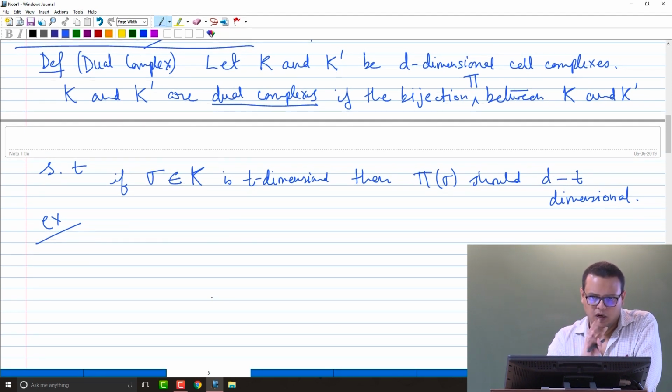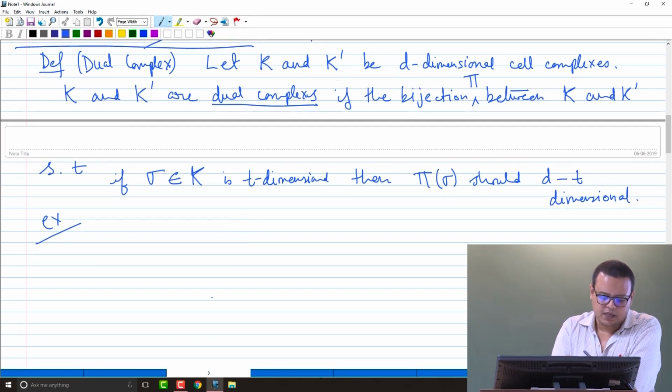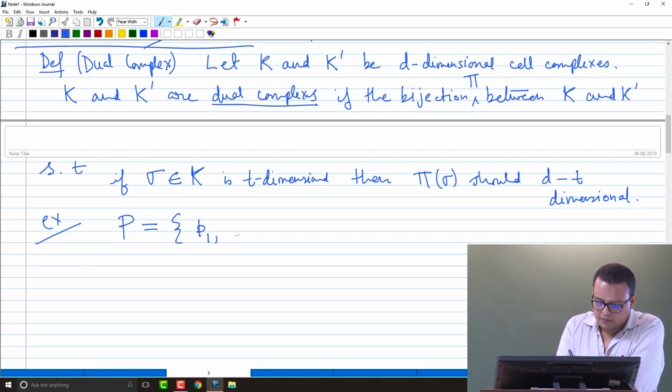So you have the Voronoi diagram. The Voronoi diagram is, by the way, a cell complex. But you have to define it properly then. How should you define it? So let's say you have a point set P with points P1.